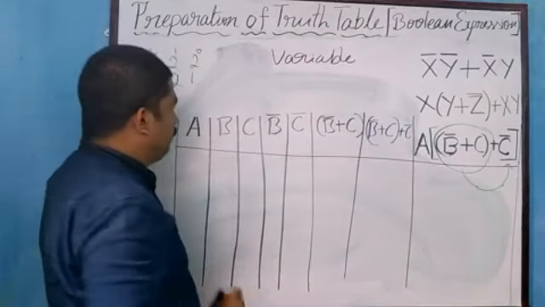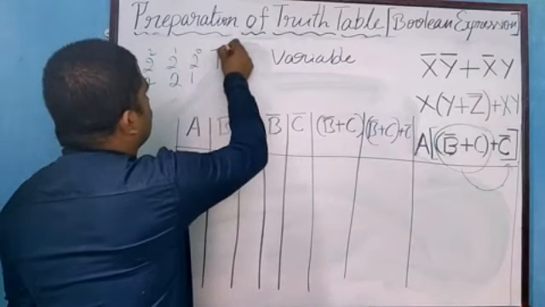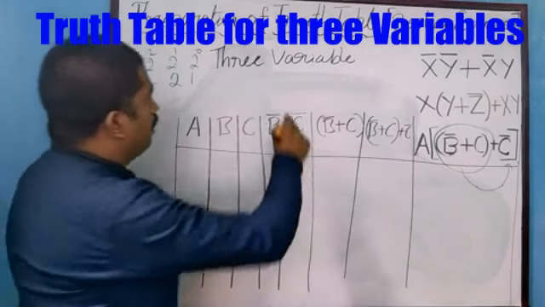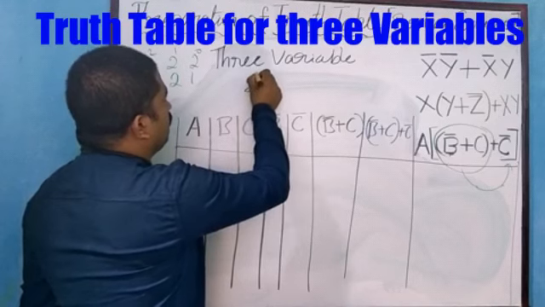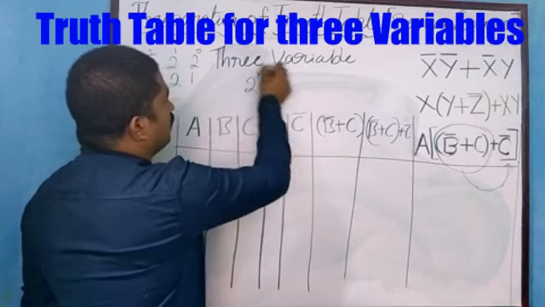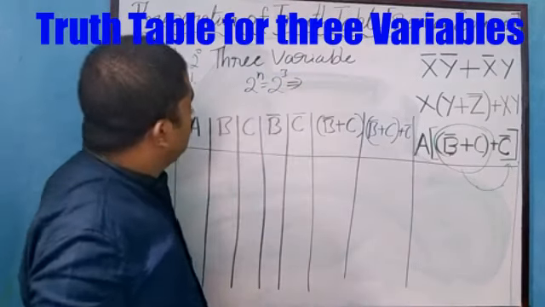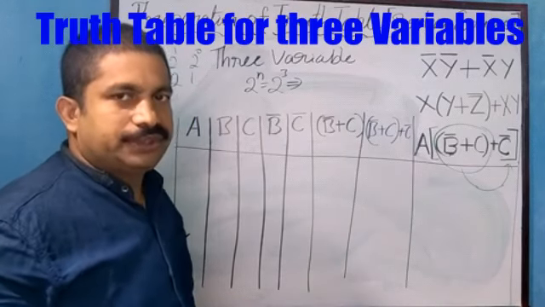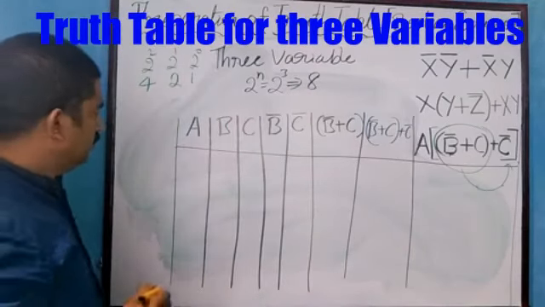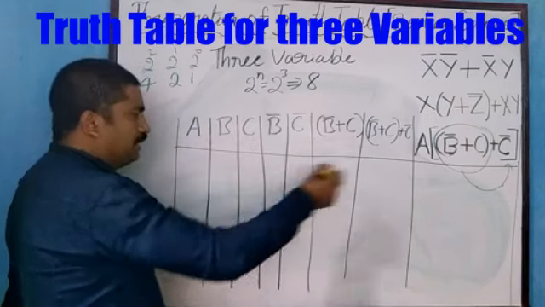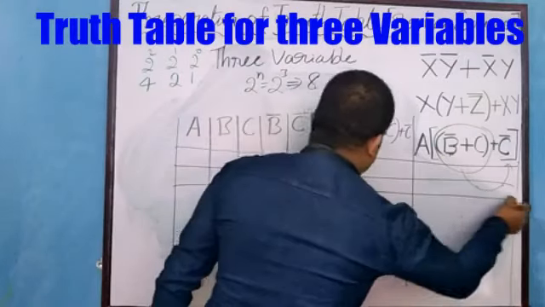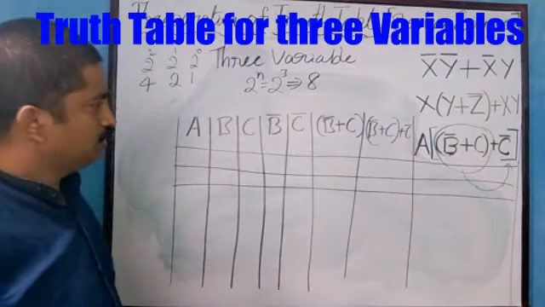Now for three variables, how many possibilities are there? We have the general equation 2 to the power of n, that is 2 to the power of 3, where 3 means three variables. So what is the value of 2 to the power of 3? 2 into 2 into 2, that is 2 to the 4, 4 to the 8. We will have 8 different combinations, so you can use 8 rows. Like this, you can have 8 different rows.